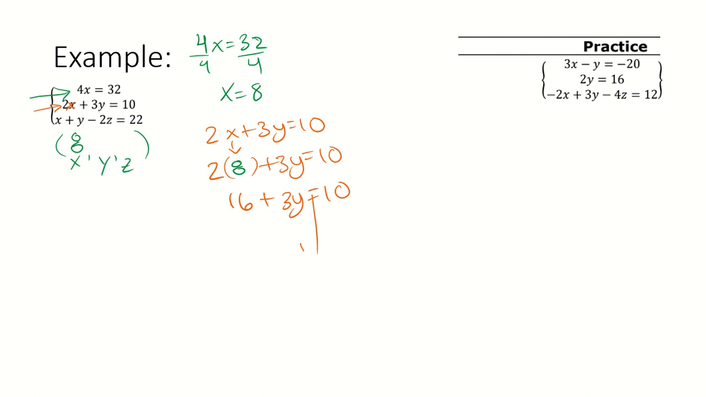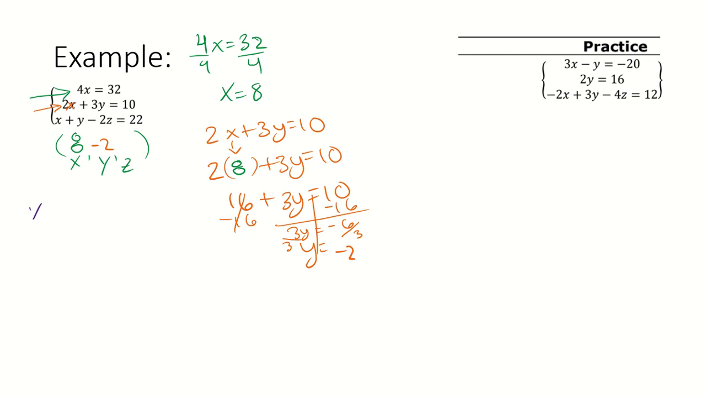And our goal is to solve for y. So we subtract the 16 on both sides. And that should give us 3y equals negative 6. And then now we divide by 3. And now we have negative 2 as our y value. So negative 2 is the y value right here. And yes, it seems like a lot of work, but keep going.